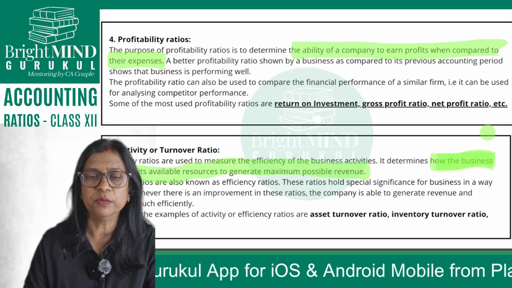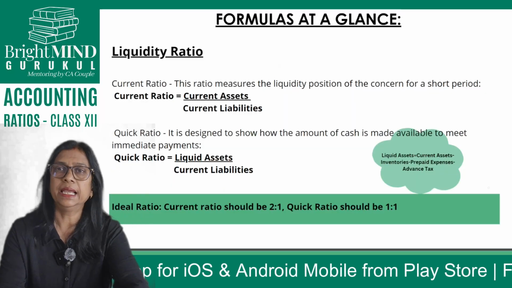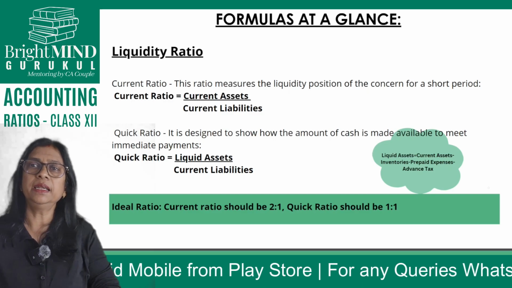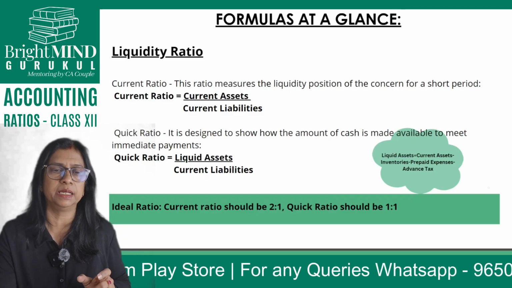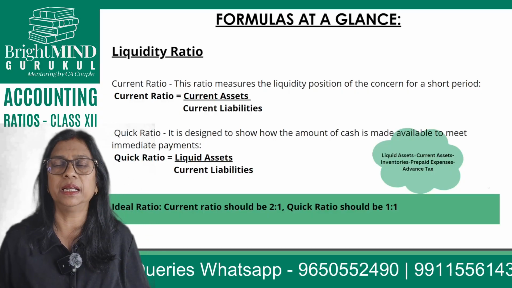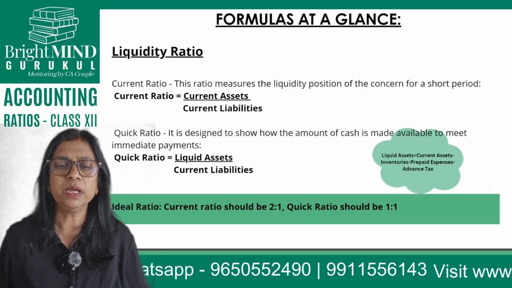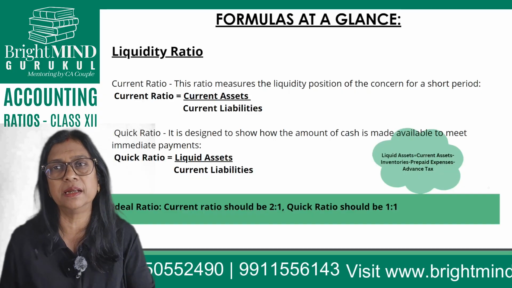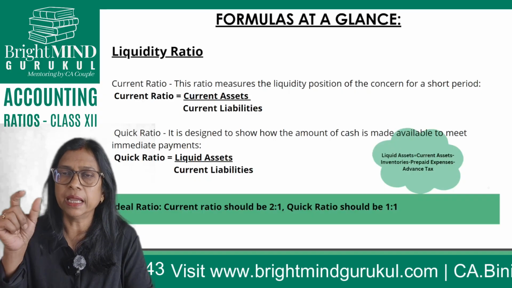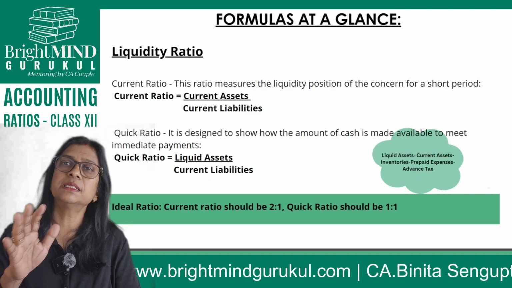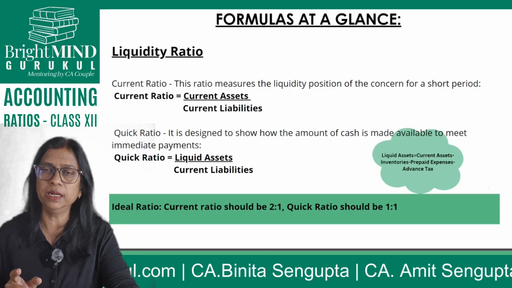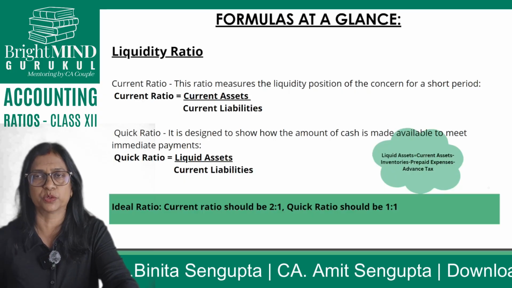Okay. So we will now go to the formulas. Of the liquidity ratios, the most common is the current ratio, that is current assets divided by current liabilities. And quick ratio is liquid assets divided by current liabilities. So how are current assets and liquid assets different? Liquid assets are current assets minus the inventory, the prepaid expenses and the advance tax. The ideal ratio for current ratio is 2:1 and for quick ratio it is 1:1.